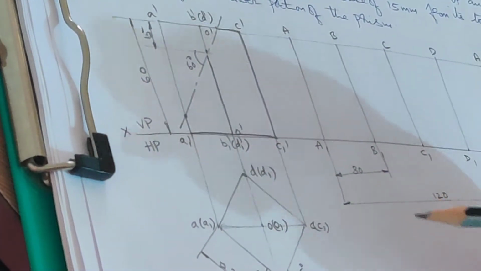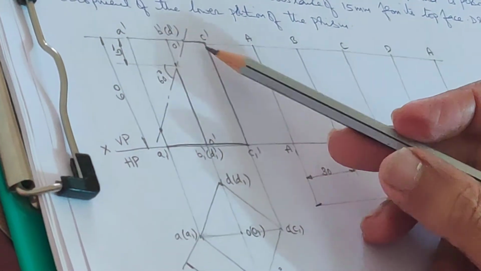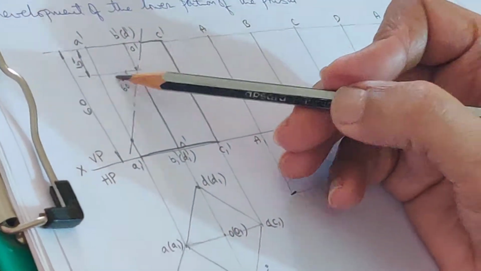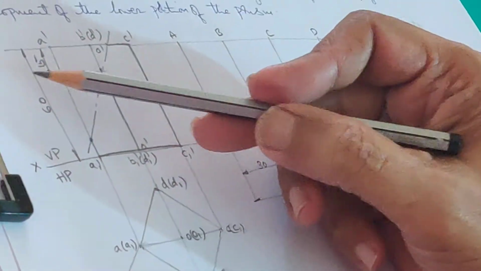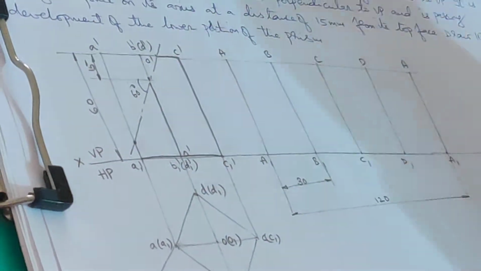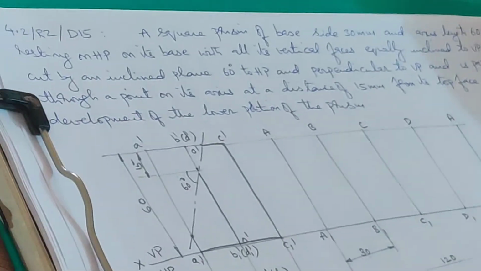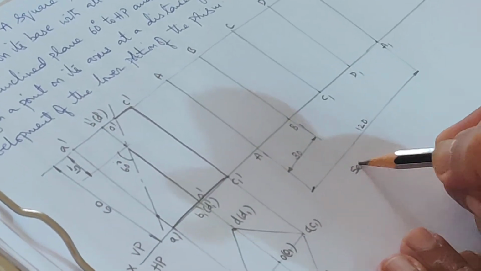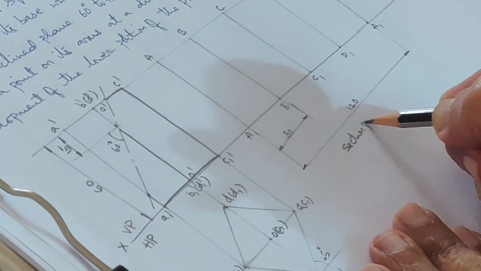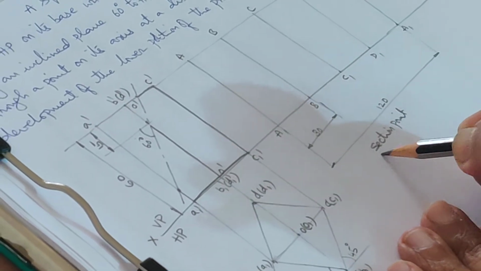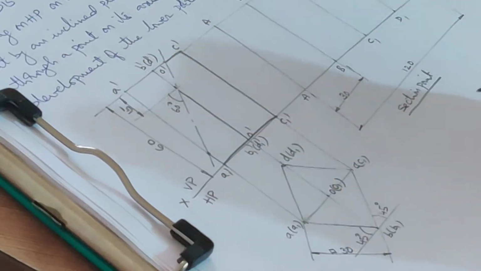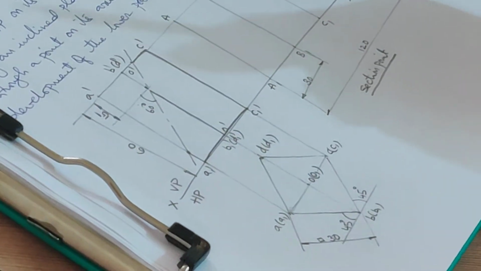Yes. So you are asked to draw the development only for the bottom portion. In other words, this portion is to be removed. Now, as usual, let us name the section points. Once again, what is the definition of section points? It's a point where the cutting plane cuts either the longer edge or the base edge.